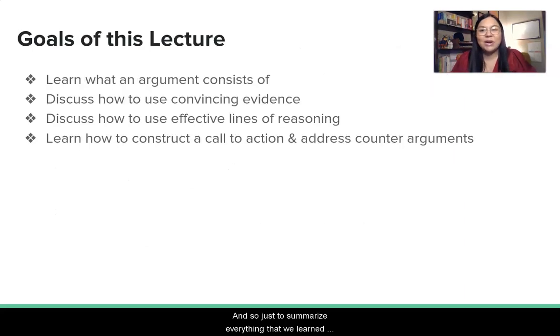Just to summarize everything that we learned today, you learned that an argument consists of a claim, data, and warrants, how to use convincing evidence, and how to use effective lines of reasoning. And then we also discussed calls to action and how to address counter arguments.